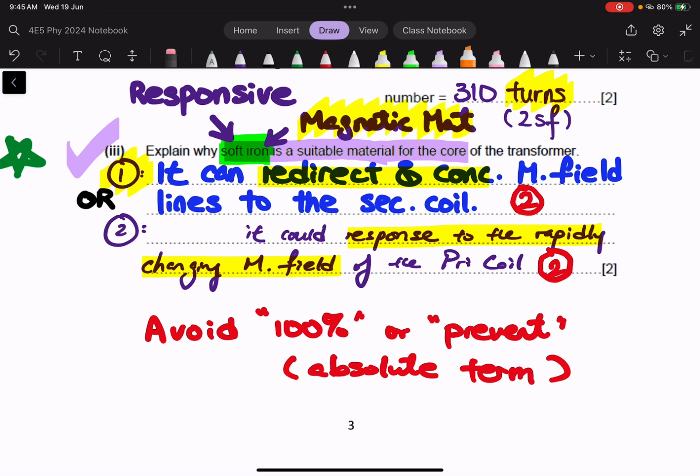Then why do you want to have a responsive material? Why not use steel? To show the marker why you need a responsive material, you need point number 2. Because the primary coil is producing an alternating magnetic field, the material needs to respond to this magnetic field that keeps changing direction. Yeah, so you need that.